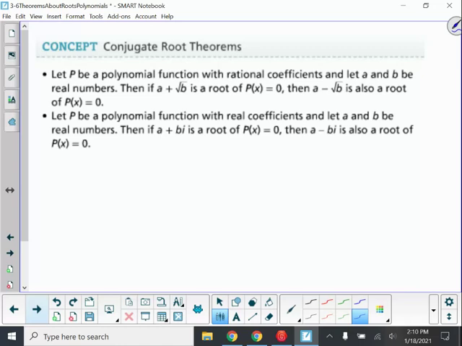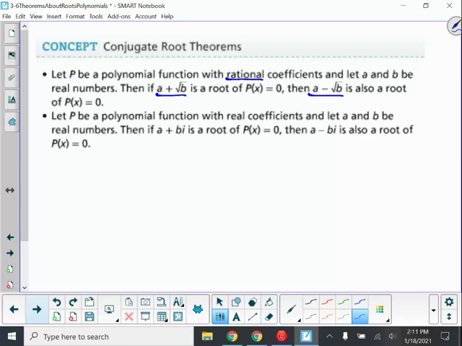So your conjugate root theorem states that if you have an irrational root as a solution to a polynomial, that means that its conjugate pair also has to be a root. For example, if a plus square root of b is a root, then a minus the square root of b has to also be a root. One cannot exist without the other, and notice it does say that you have to have rational coefficients. Because if you multiply a plus square root of b times a minus square root of b, it's no longer irrational. It actually becomes rational. That's one of the reasons why they both have to exist.